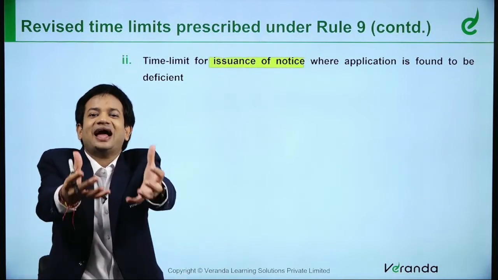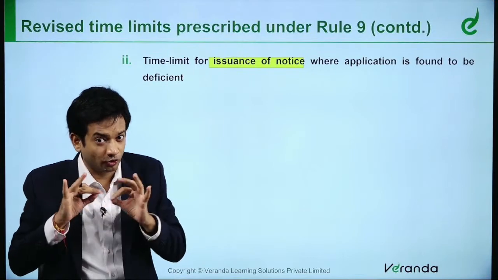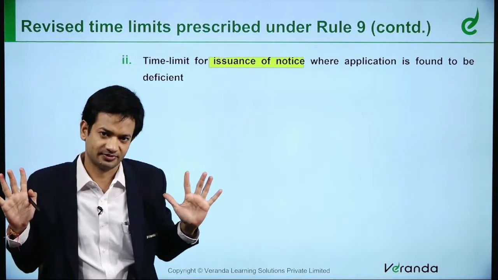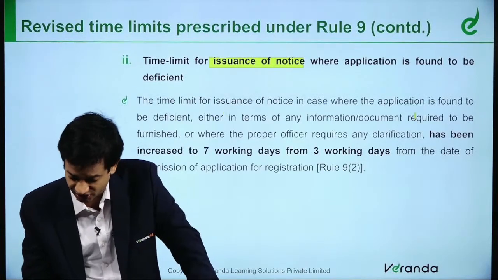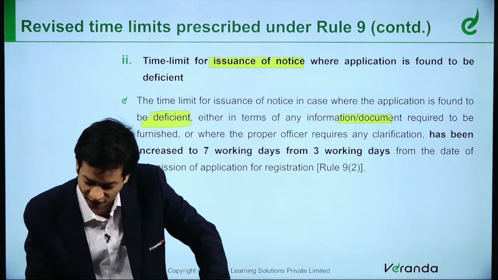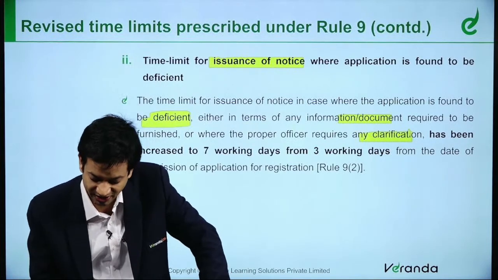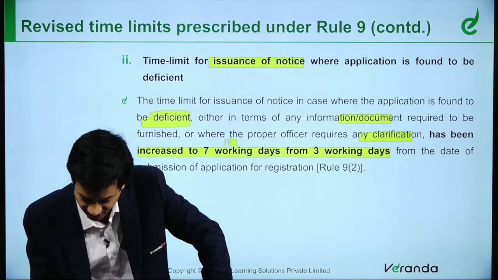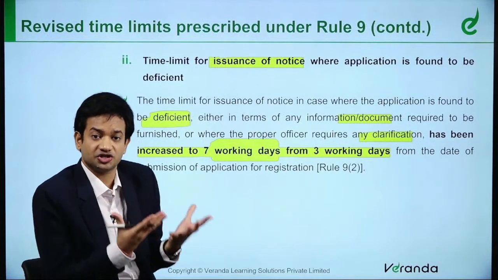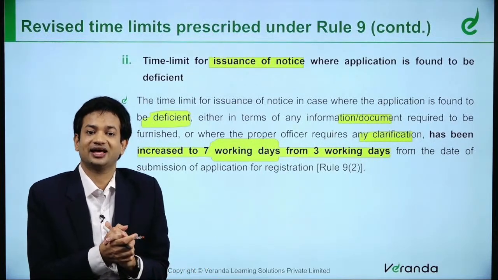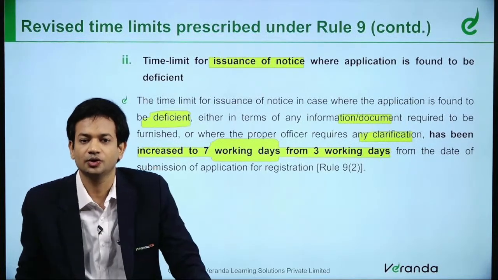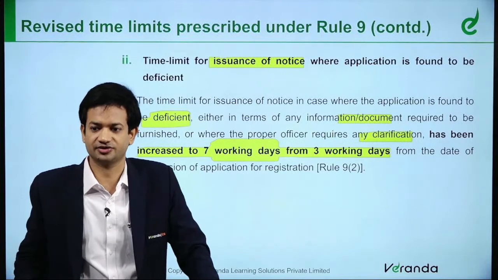So, if someone submits an application to me and I do not find it in order, I have to issue a notice, earlier within 3 days, now within 7 days, right? The time limit for issuance of notice, where the application is found to be deficient either in terms of information or documents, or the proper officer requires any clarification, has been increased to 7 working days from 3 working days. Again, working days, remember, right? So, from the date of submission of application, if certain clarifications are required or there are some deficiencies in the documents or information provided, I have to issue a notice within 7 working days. Earlier it was 3 working days, right?